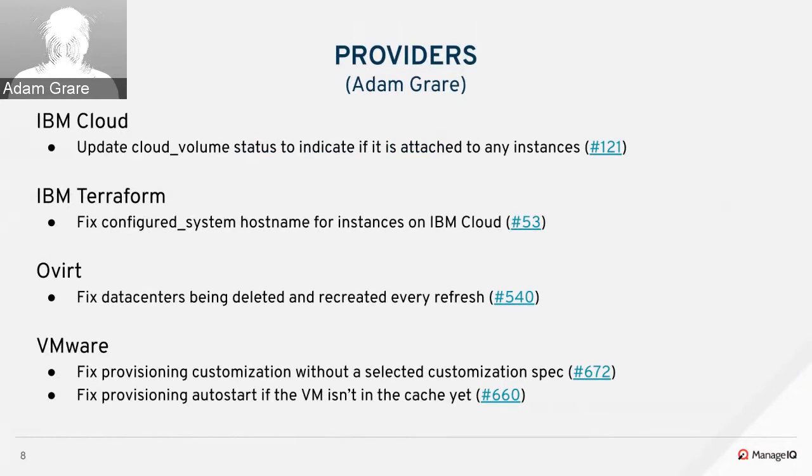For VMware, a couple of fixes here. We fixed a problem with customization specs not being handled properly if you didn't select an existing one in inventory, but you still want to apply some customization. The name was actually coming in as an empty string as opposed to nil.